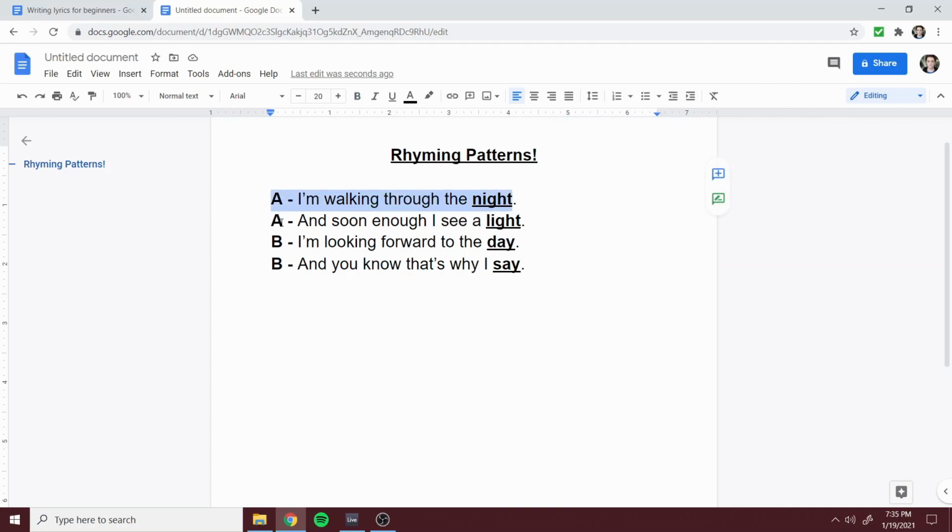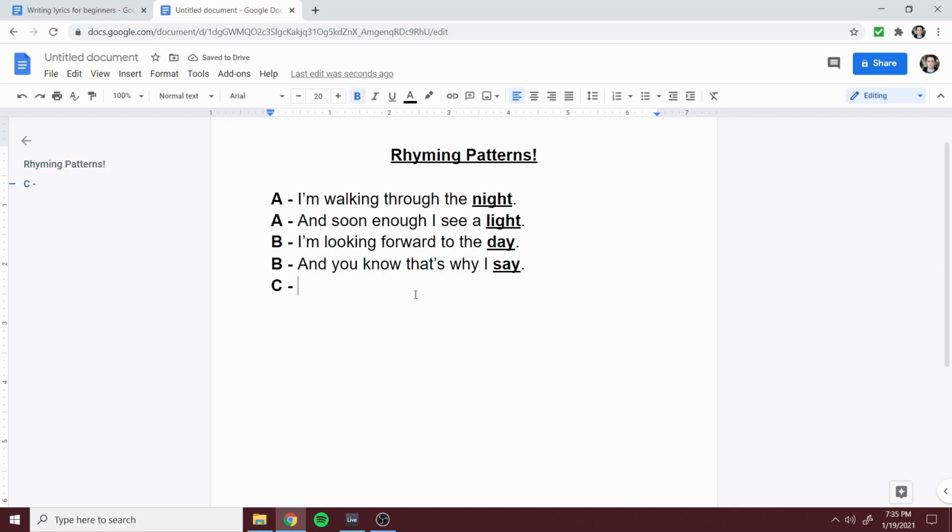The first line becomes A. And then the next line, if the ending word rhymes with the previous line, then it becomes A too. Then if you write another line that the word at the end of the sentence does not rhyme with the previous two, it becomes B, and so on and so on. And then if you create another sentence here, it would become C, if it does not rhyme with this.